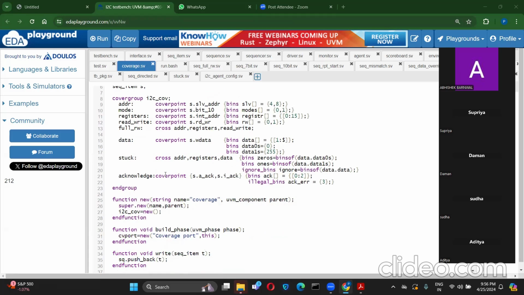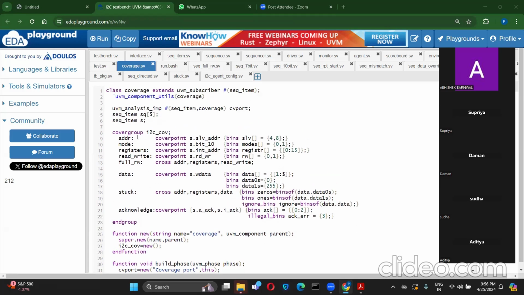So let us go to the cover group basically. Inside the cover group, we have these labels, and we have taken some cover points. So cover point S dot slave address. S means this is a handle of one sequence item. So we have one transaction class where we are taking an object, and through that we are accessing.